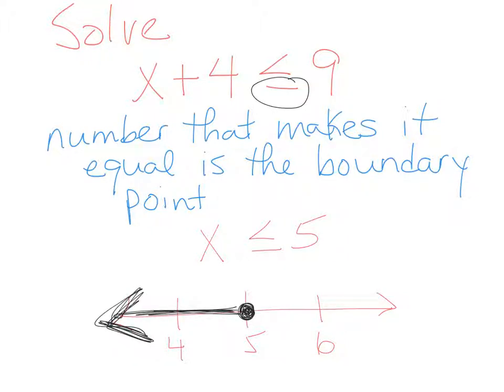Similarly, if I were to take the 6 and plug it in, I would get 6 plus 4 is 10, and 10 is less than 9 is false, so that's why this side does not get shaded. So the side that gets shaded makes it true.